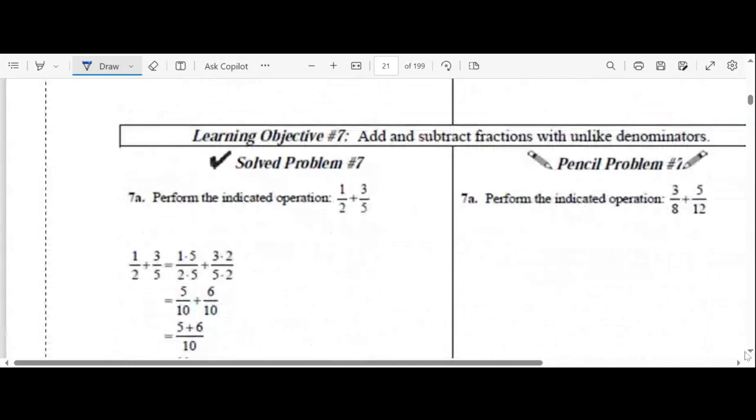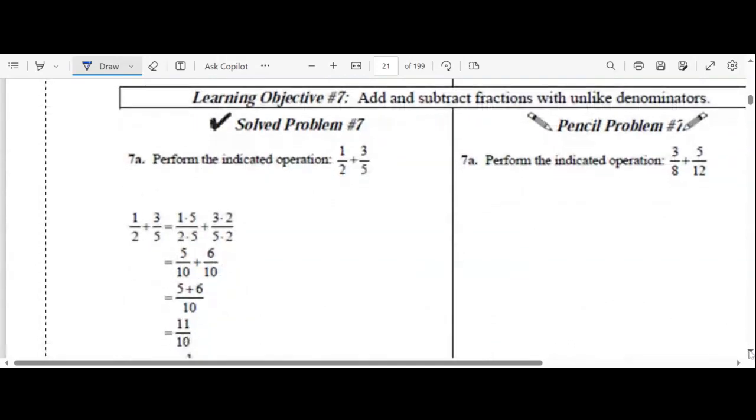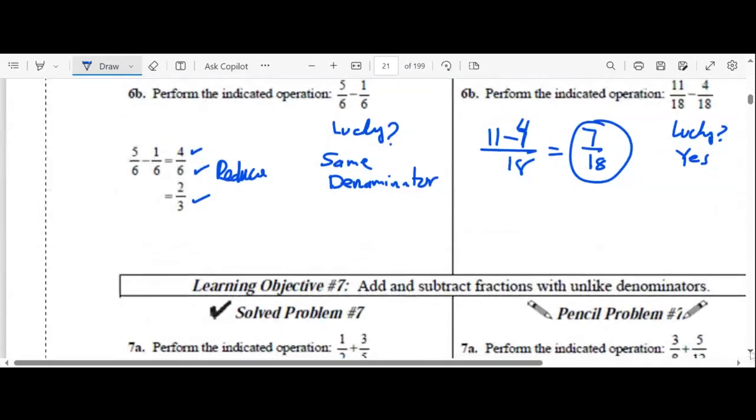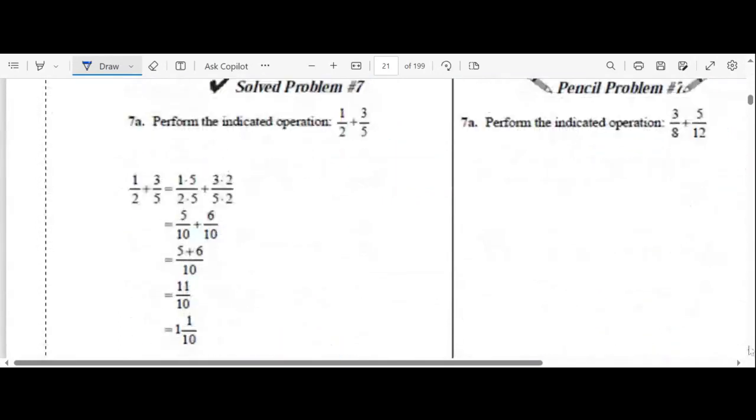Yalla, next one. Add and subtract fraction with unlike denominator. Now, are you lucky here? No. Why you're not lucky? It's not the same denominator, correct? 2 and 5. So I have to make same denominator. You have to multiply the 2 times what? 5. If you play in the bottom, you play in the top.